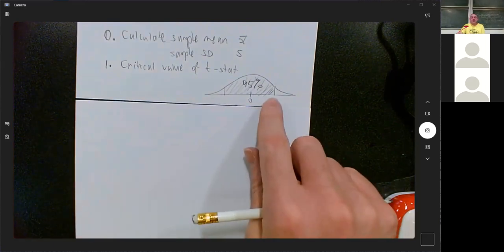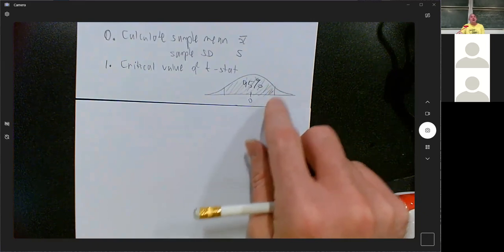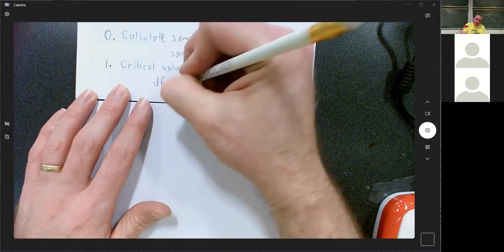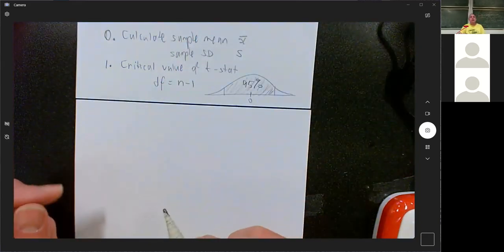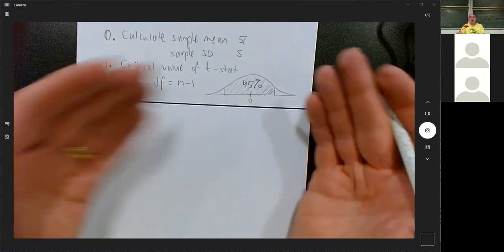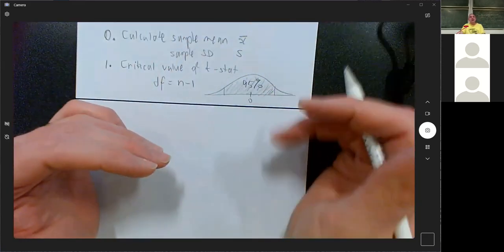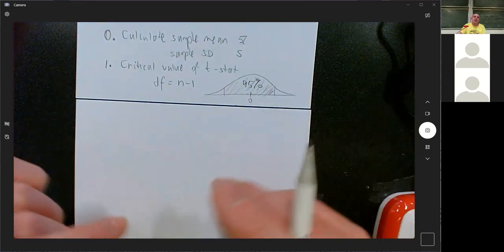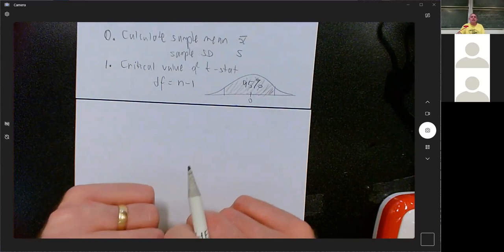And this will be different depending on the sample size. And so the degrees of freedom will be the sample size minus 1. And go look up the correct T statistic for your T distribution in the T table that goes with the 95% confidence interval, or the 90%, or whatever percentage it is.